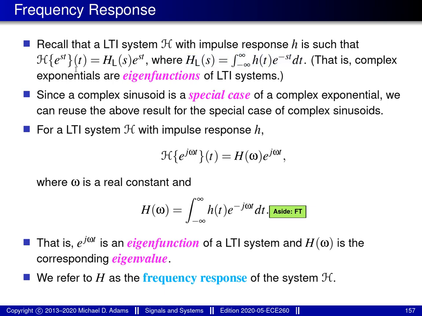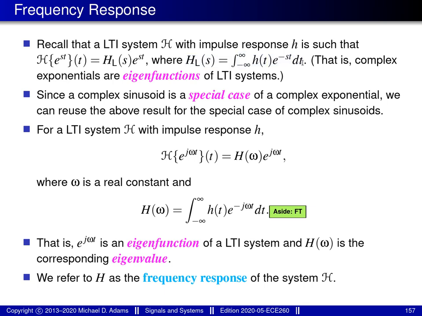In other words, if we look at this relationship in more detail, it's saying that if we take a function of the form e to the st, where s is a constant, in other words a complex exponential function, and put this into the system denoted by script h, the output that we get is the same complex exponential function e to the st multiplied by a constant that depends on s, where this particular constant is given by this function here, which is defined by this integral, which is known as a Laplace transform integral.